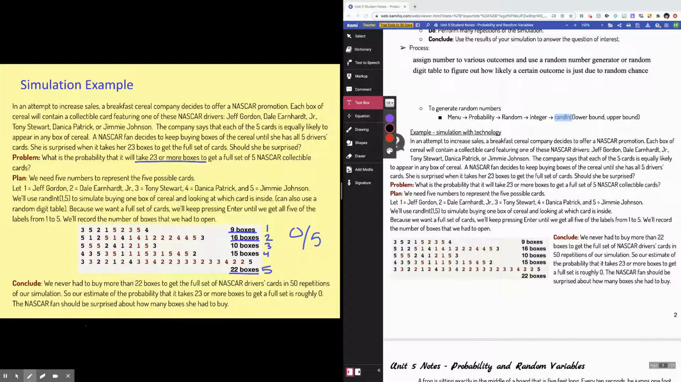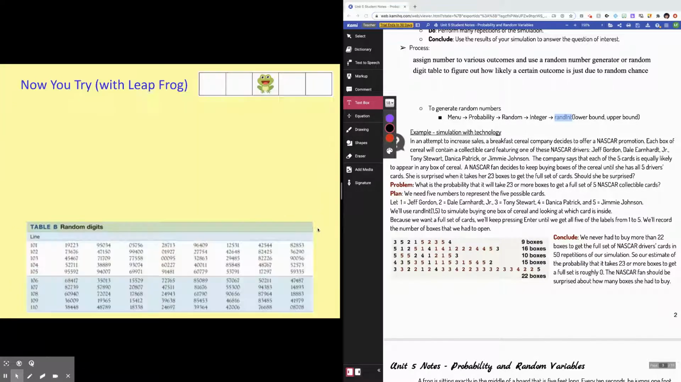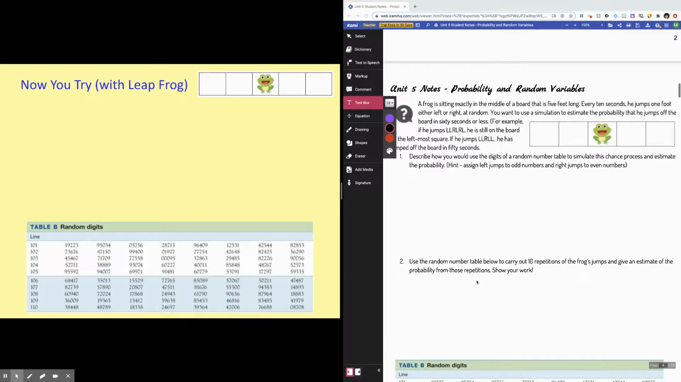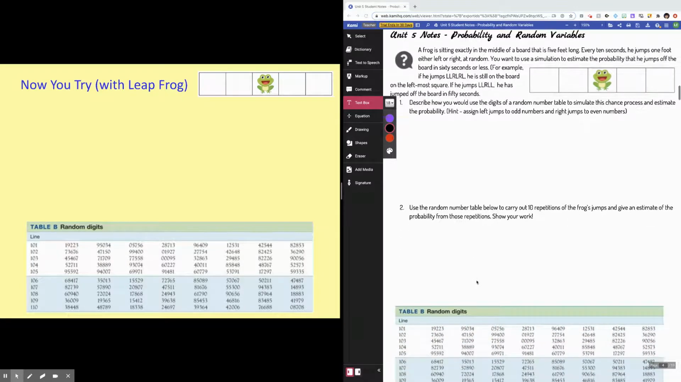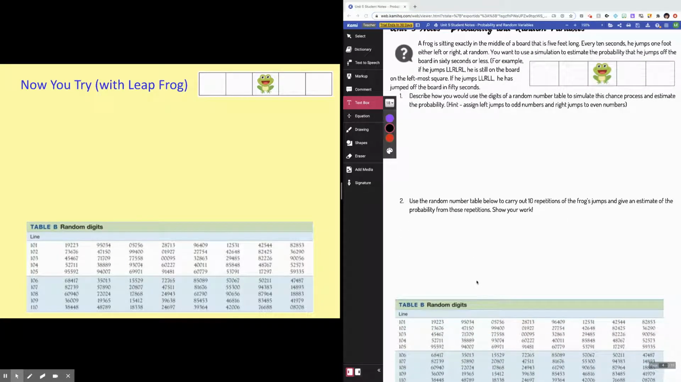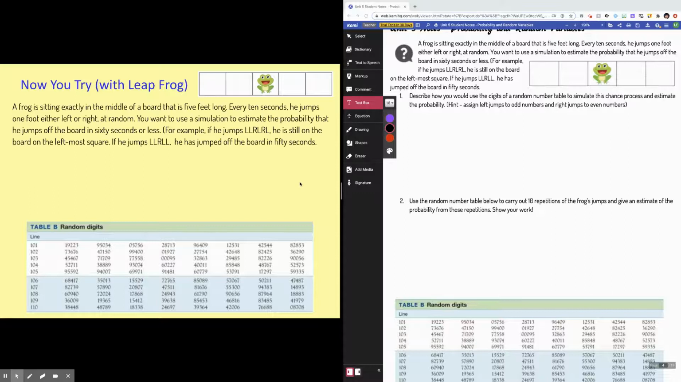So I have another example for you here with a frog sitting in the middle of a board. It's like a computer game. He's sitting in the middle of a board. Every 10 seconds, he's going to jump one square left or one square right at random. We want to estimate the probability that he jumps off the board in 60 seconds or less.